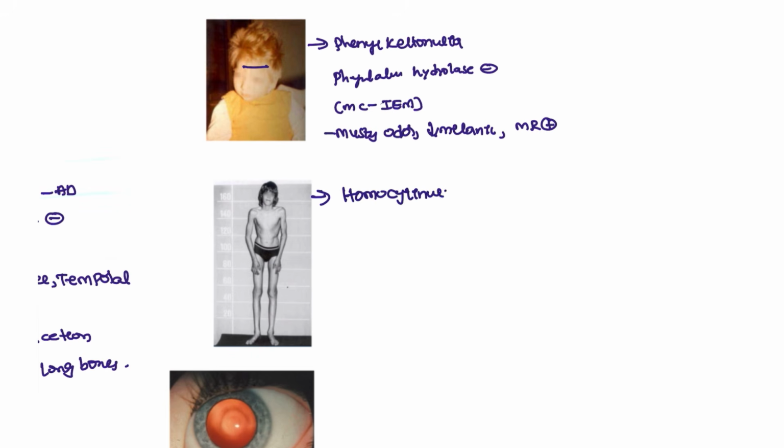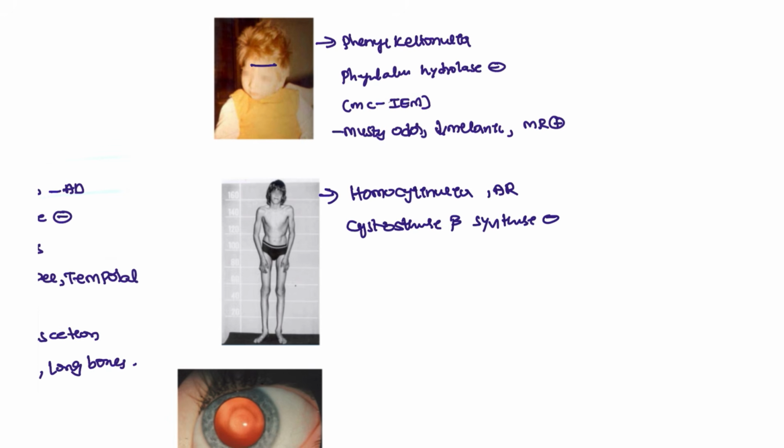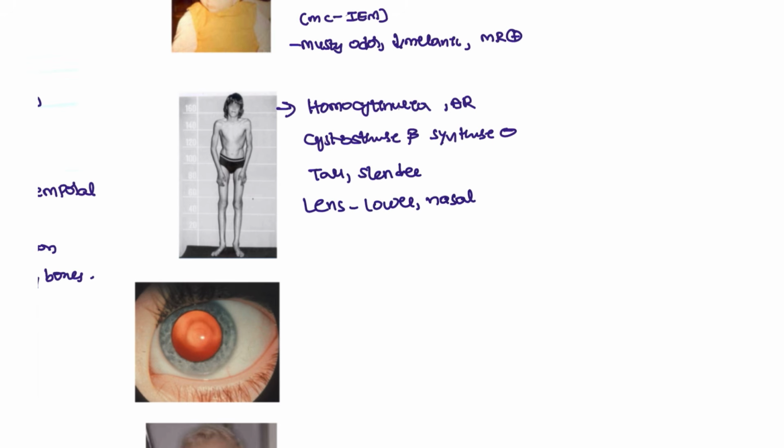This is homocystinuria. It is an autosomal recessive condition, and here cystathionine beta synthase is deficient in this patient. This patient is also tall and slender, and the lens displacement is lower and nasal. This patient will be associated with atherosclerosis and stroke.